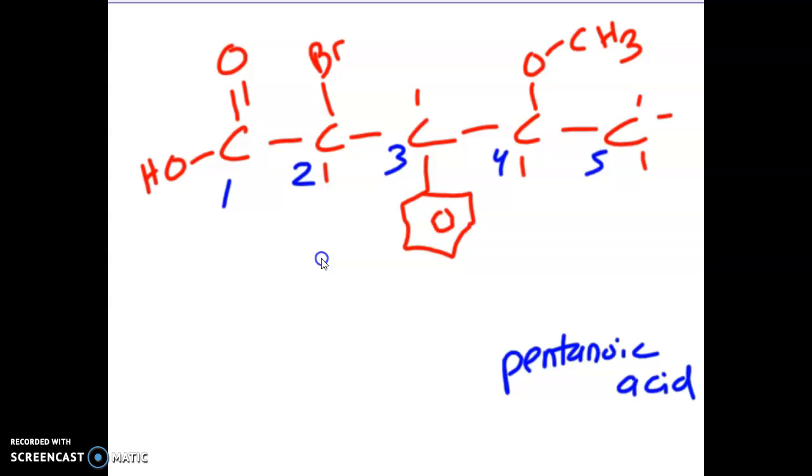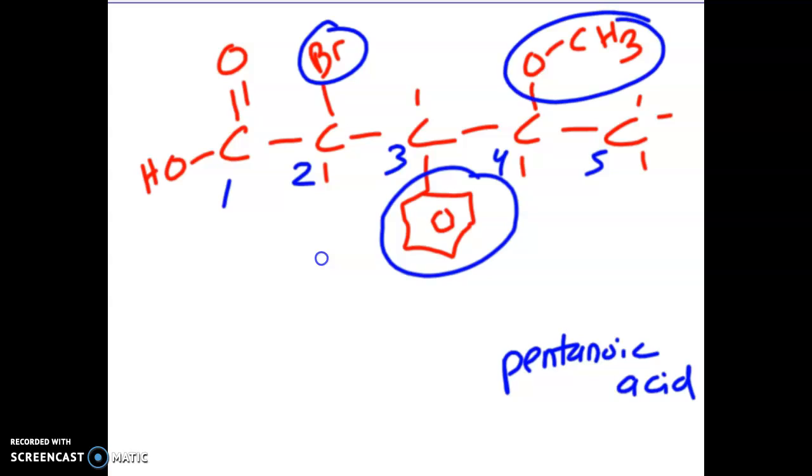Okay, so then we have some branches. So we're going to have to name these in alpha order. So we have a bromo. We have a phenol. Remember that phenol is benzene as a branch. And we have here a methoxy. So remember when we learned about ethers, they're named as branches. So we have a methyl branch, but there's an oxygen in between. Okay, so we're alpha order, so we're going to have bromo first.